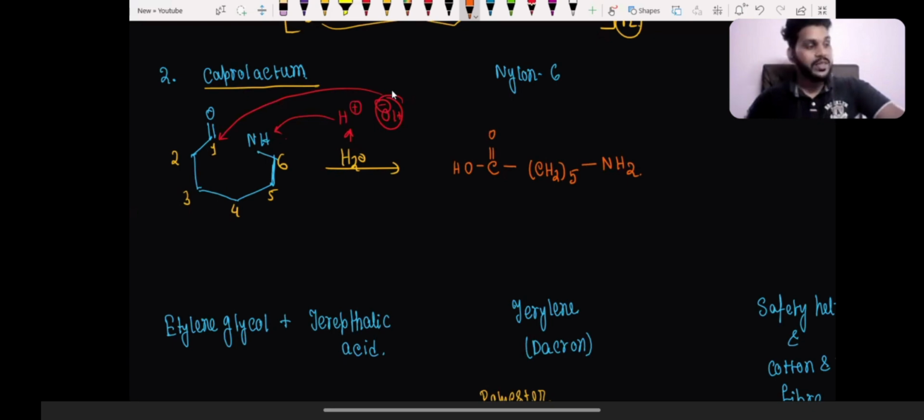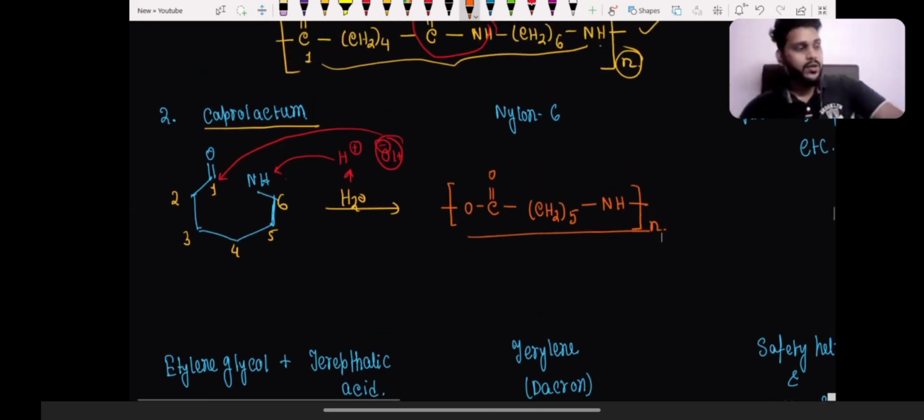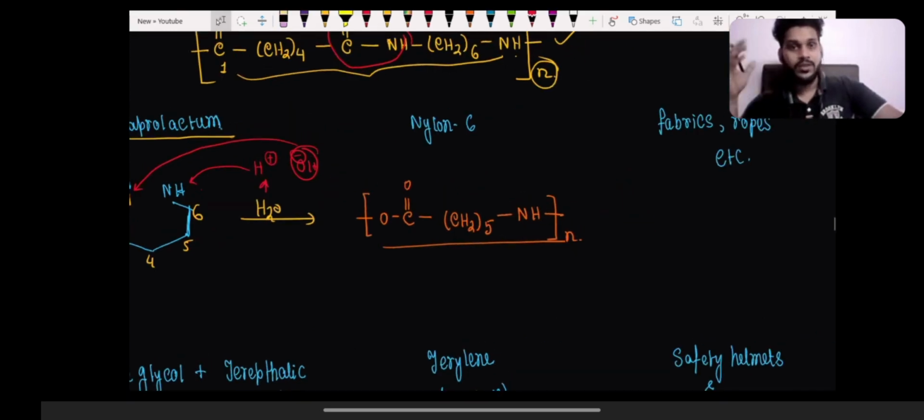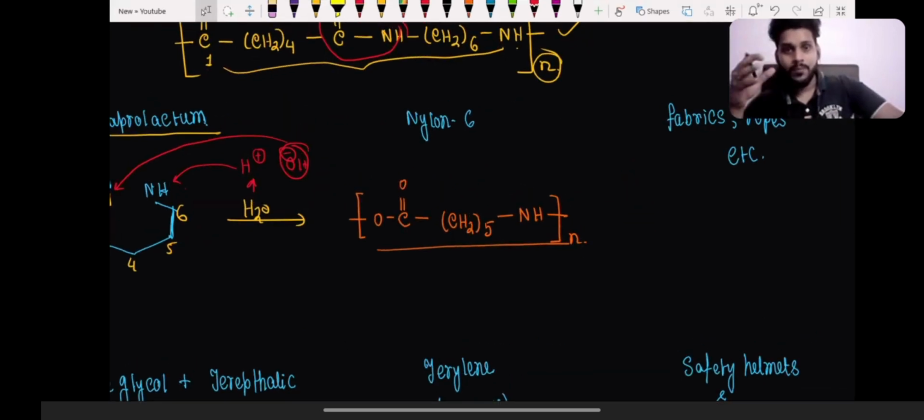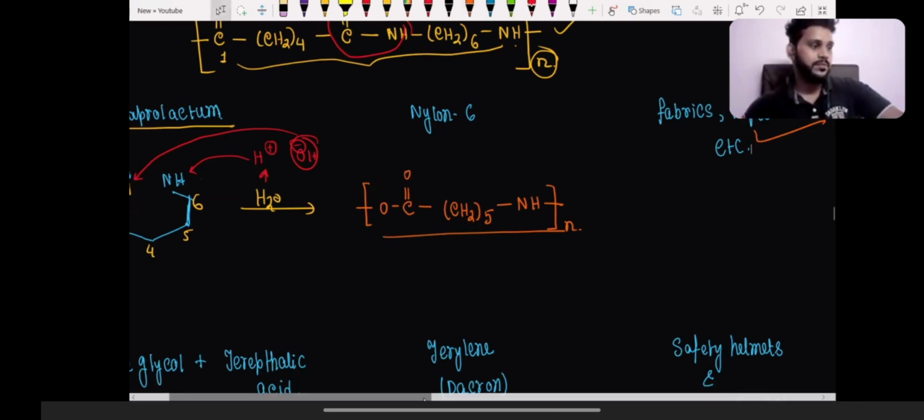Okay, so this is gonna be my nylon 6. Okay, now this is my nylon 6. So nylon 6 and nylon 6 is clear, guys. What do we use it for? See, all the nylons are used in different kinds of Kevlars, fabrics, ropes, all those kinds of things we need them, right? So nylon ropes, you know about that. So that is where we use them as well.